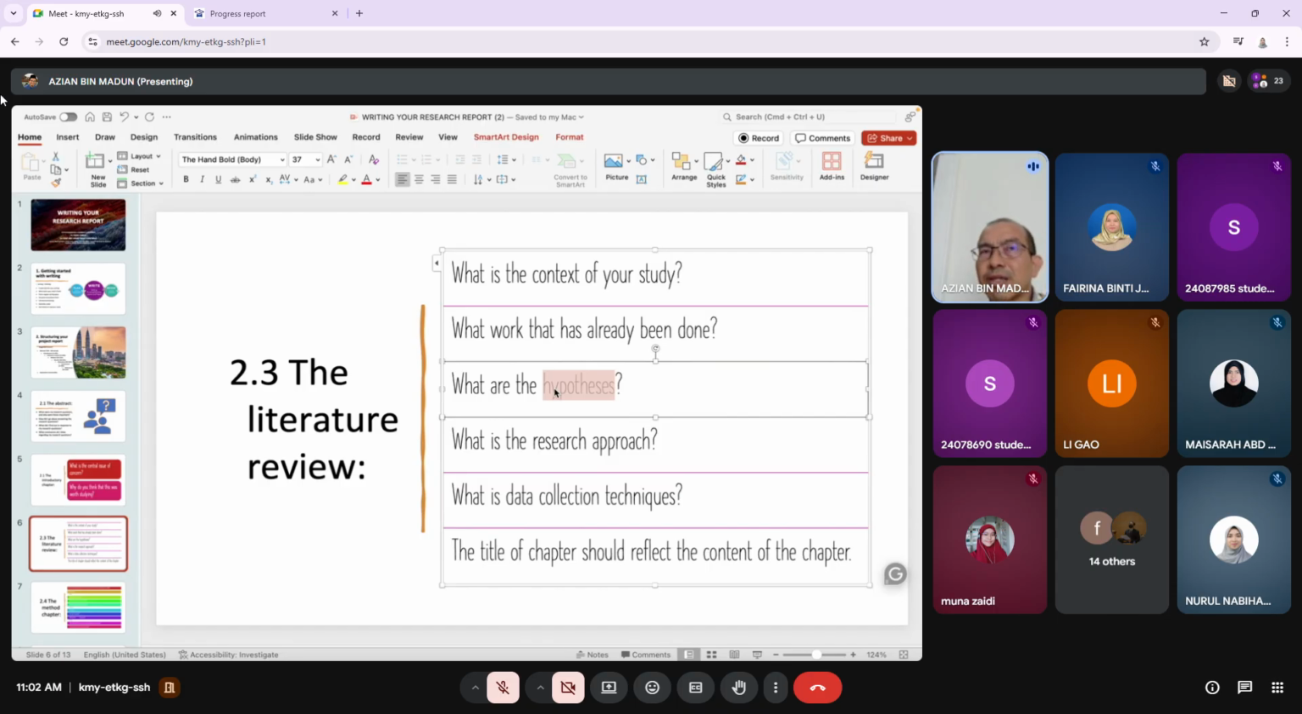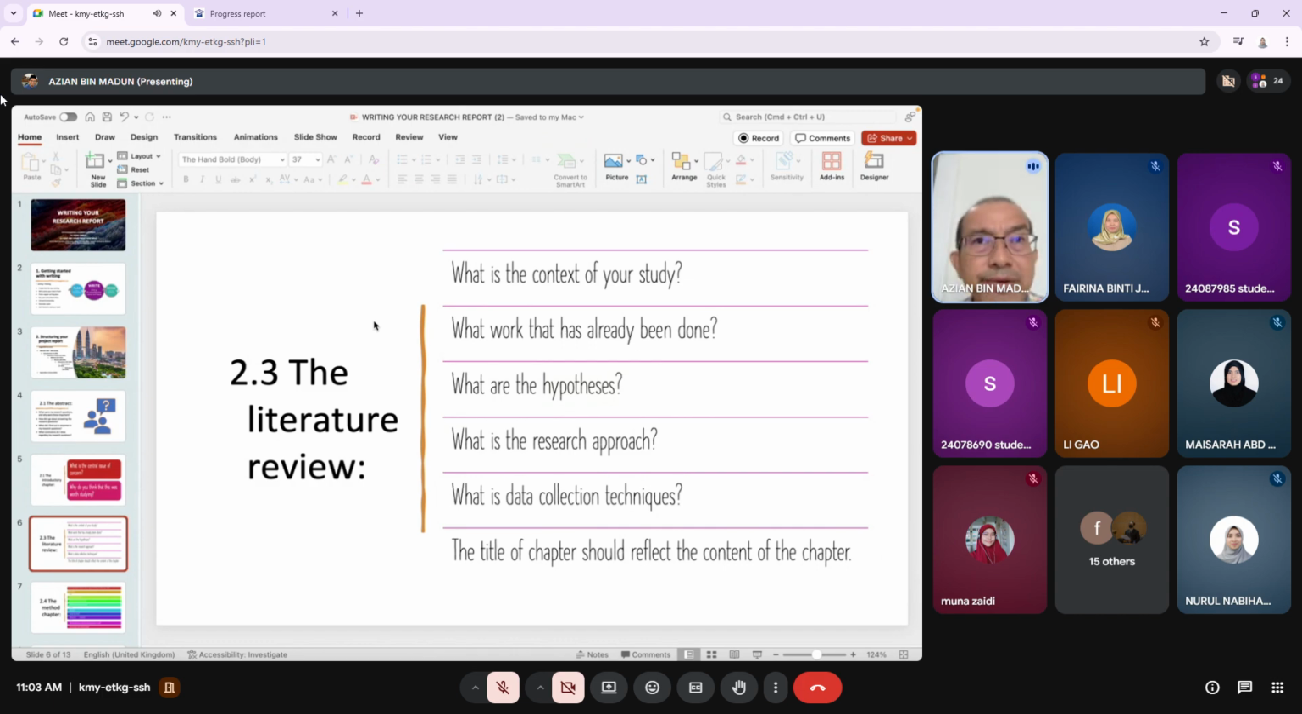I mean, the terminology hypothesis is not being used, but they use it differently. They use the word propositions. Again, propositions, that's for qualitative. But for quantitative, we use the word hypothesis. So different wording, different terminology, but same idea. So don't say there is no hypothesis, there is. Just that we don't call it hypothesis. For qualitative, we call it some sort of proposition.